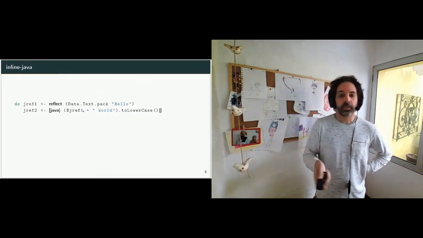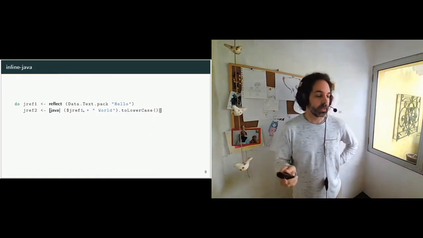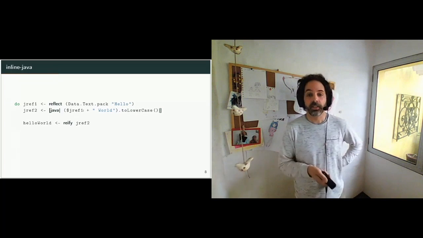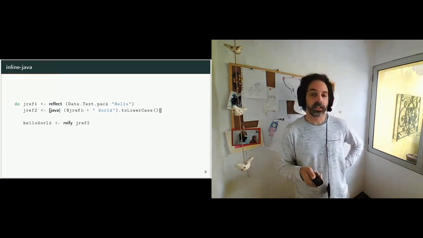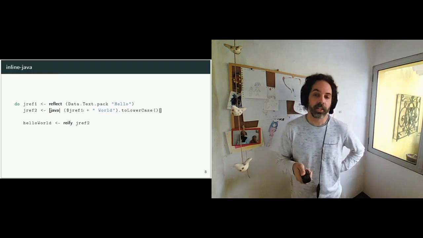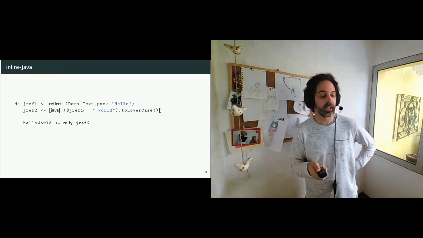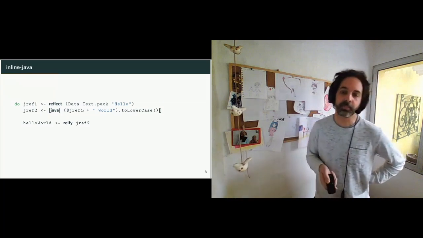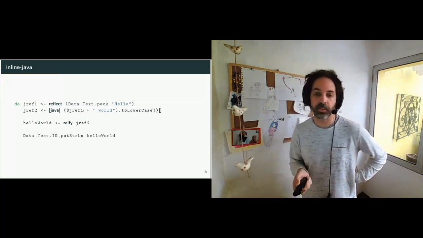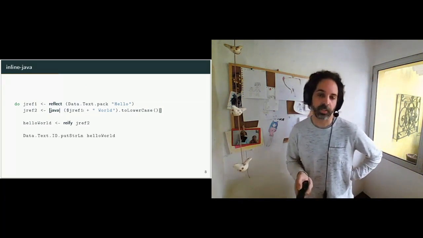Now, suppose we are finished. We want to do something with what we computed on the Java side. We can then use a function called reify that will take the Java reference and convert the object that it points to into a Haskell value. And then we can do in Haskell anything we want with the value, for instance, printing it to the screen.